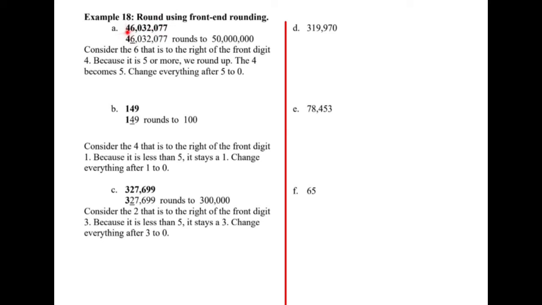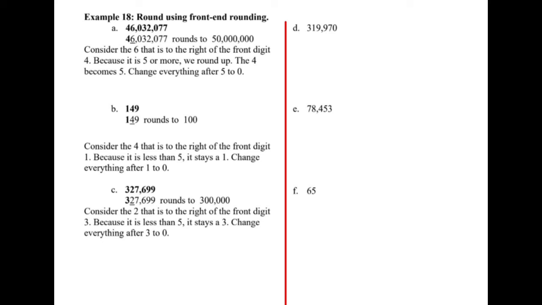Everything else down here doesn't matter. You're just using the front number, the very first number you see. So our front number here is the 1. 4 is less than 5. 5 is your cutoff point to going up, right? So 4 rounds down, which means this number is closer to 100 than it is to 200. Just barely, but still.